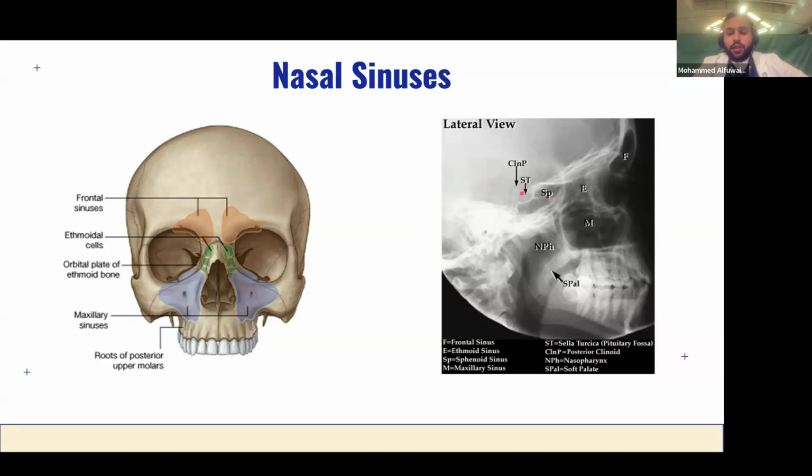This is the sphenoid, and this over here is the sella turcica, which will sit the pituitary gland. These are the ethmoidal air cells, and we have three: anterior, middle, and posterior. Then we have the biggest sinus, which is the maxillary sinus. And then we have the frontal sinus, which my chat box is covering, is this one. Anyways, these four sinuses will drain into the meatuses in the nasal cavity, and we'll talk about them one by one.